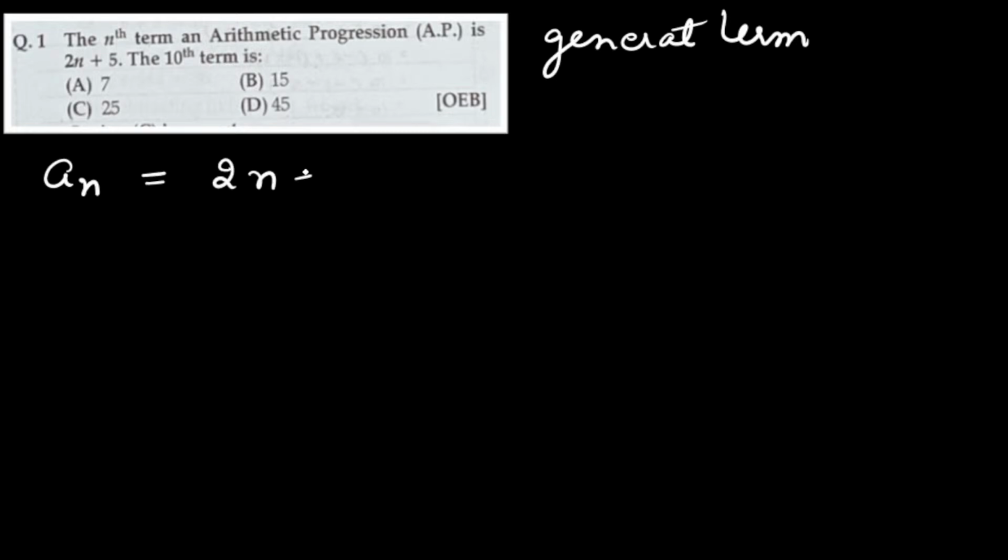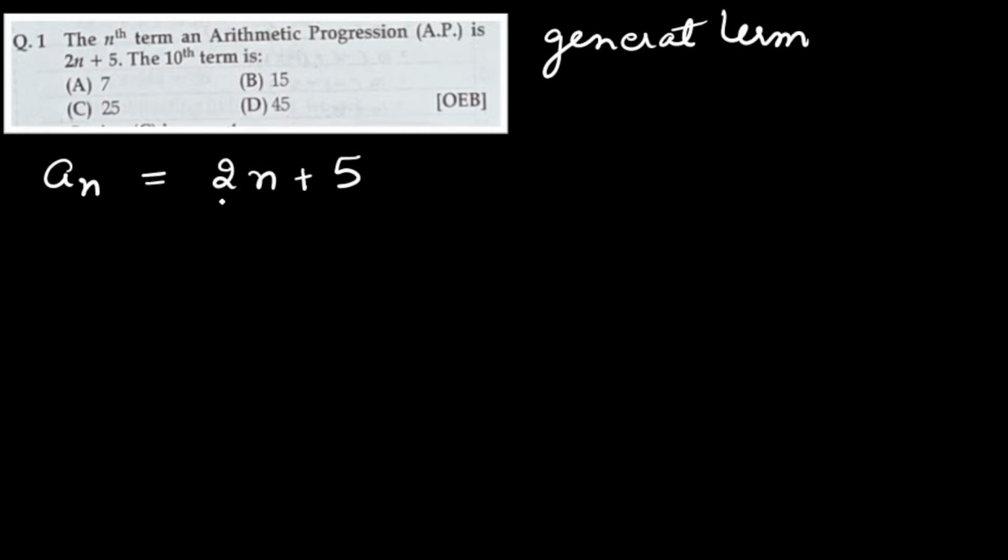So the first question is given to us: the nth term of an arithmetic progression. Whenever the nth term is mentioned, that means we are talking about the general term. The general term we always write as an, which is the nth term, which we also say as the last term. It's given to us that the nth term of an arithmetic progression is 2n plus 5.